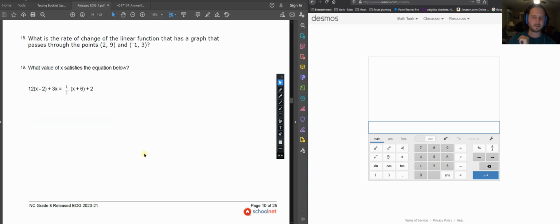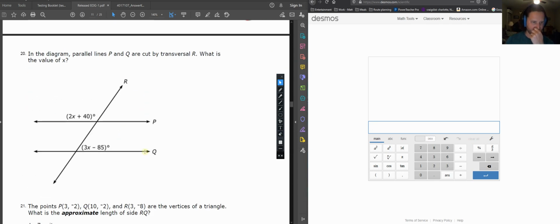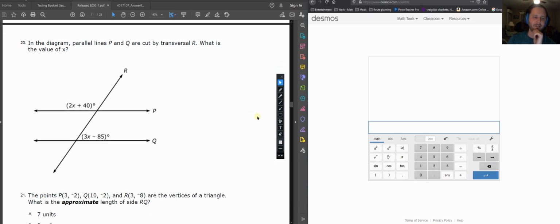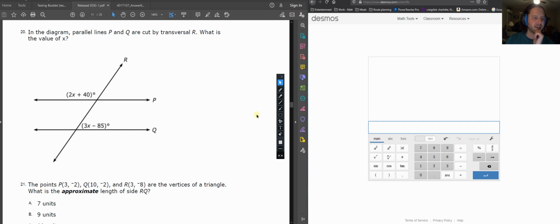Let's clear the board and move on to number 20. Now, number 20, we have two opposite angles. In this diagram, parallel lines P and Q are cut by transversal R. And they're asking what the value of x is, and these two angles are going to be, it looks like, supplementary. They are both going to add together to get 180 degrees. So this does not mean that you will set this angle equal to this angle. Clearly, this one is acute and this one is obtuse, so they will not be equal to each other.